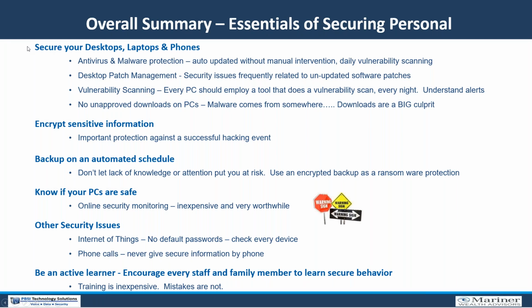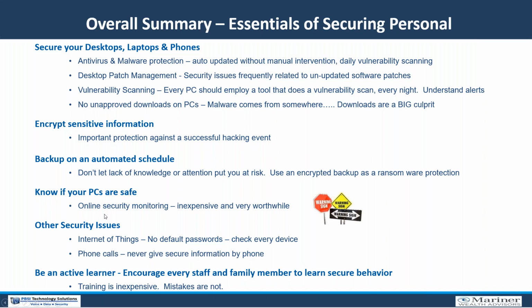So in summary, the previous webinar, we talked about how do you secure a PC. Antivirus protection is key, patch management to make sure nobody can take advantage of previous security risks, having vulnerability scans done, and don't download software that you're not very, very careful about. Encrypting, backing up, how to know that your PCs are safe, which online security monitoring is the best way to do this. It's very inexpensive. PBSI does this, and we offer concierge security services.